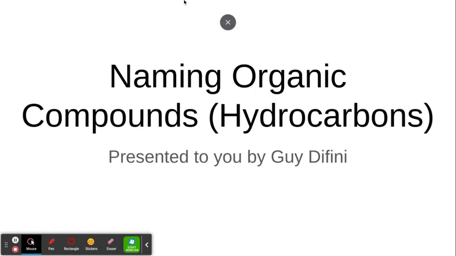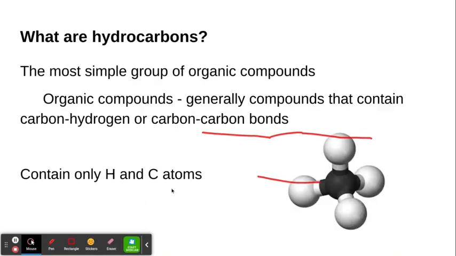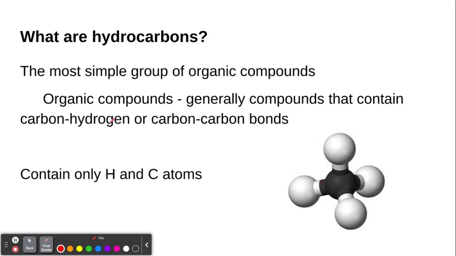Okay, so today we're going to be covering naming organic compounds, or more specifically, hydrocarbons, presented to you by Guide Feeney. So, first, what are hydrocarbons? Hydrocarbons are the most simple group of organic compounds, and just if you're curious, organic compounds are generally compounds that contain carbon, hydrogen, or carbon-carbon bonds. Here's an example of a hydrocarbon, and as you can see, they only contain hydrogen and carbon atoms.